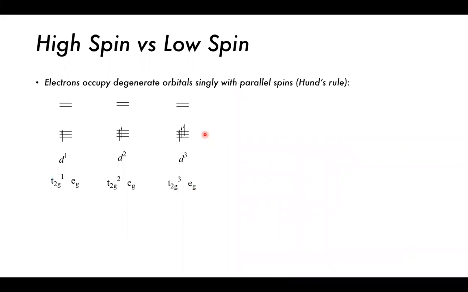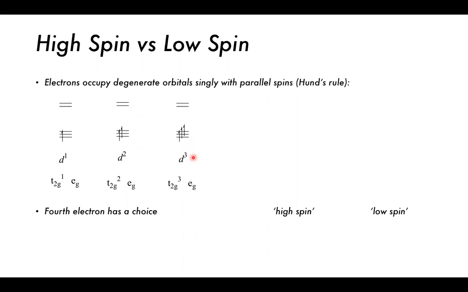Electrons occupy degenerate orbitals singly with parallel spins. This is from Hund's rule. So we fill up degenerate orbitals one by one until they all are at least half filled. So we can see here the d1, d2, and d3. This is pretty much the same for high and low spin. The first three electrons will always go into the t2g set. So d1 is one electron in the t2g set, d2 is 2 electrons, and d3 is 3 electrons in the t2g set. The fourth electron, however, has a choice. It can either go into the eg set, or it can pair with one of the electrons in the t2g set.